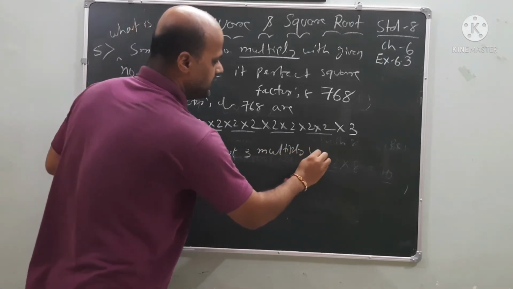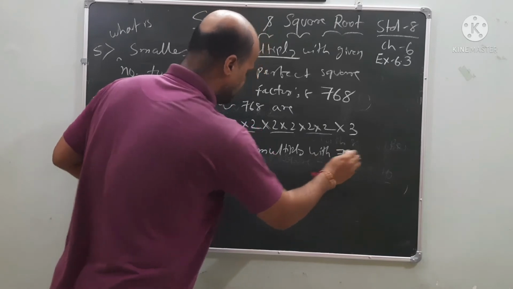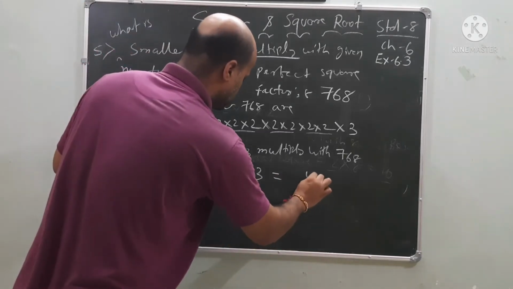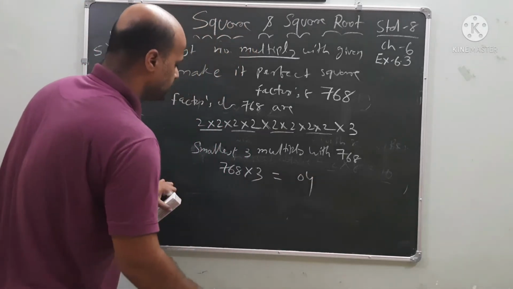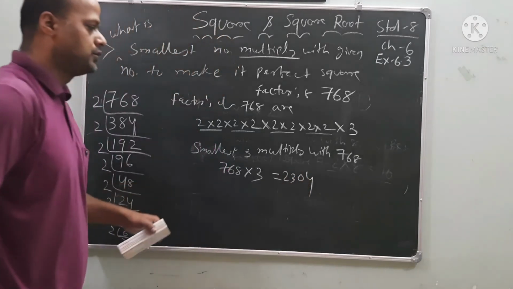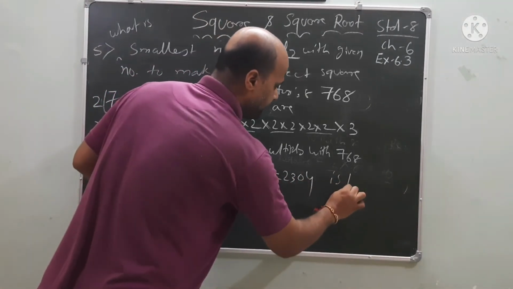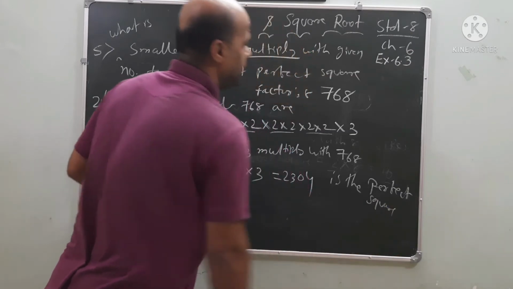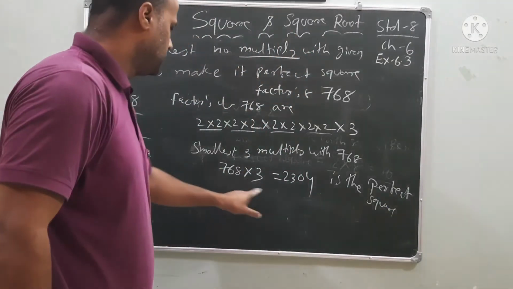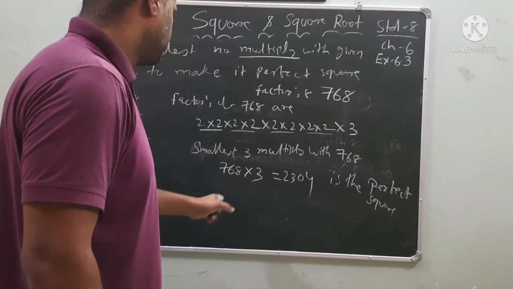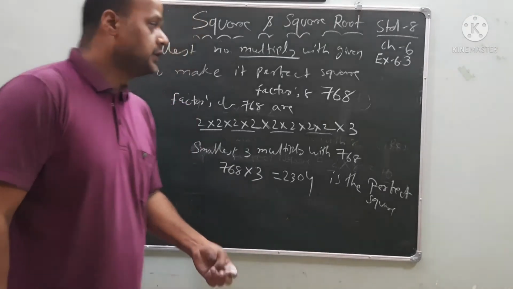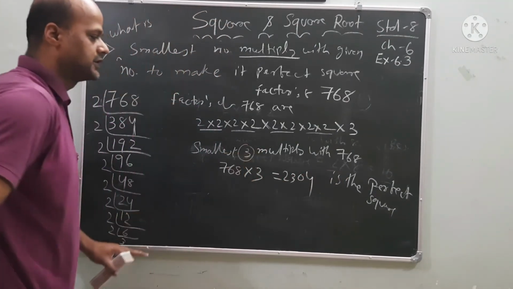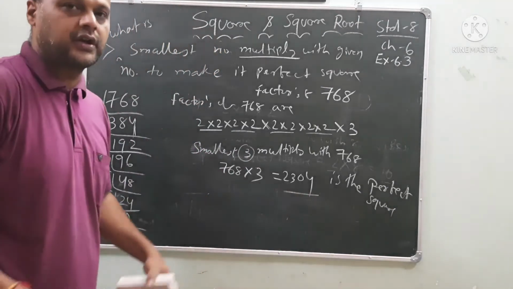Smallest number 3 multiplied with 768. What is the multiplication? 768 into 3, how much is it? 2304. Now 2304 is a perfect square. Understood, my dear friends? This is the answer you have to write. So what is the smallest number required? The smallest number required is 3 here. So the result is the perfect square of some number.